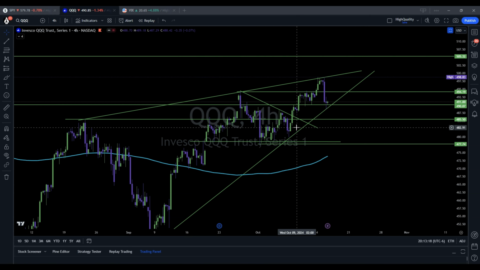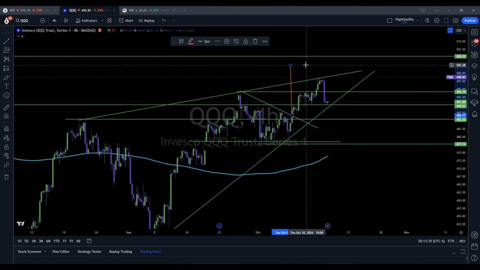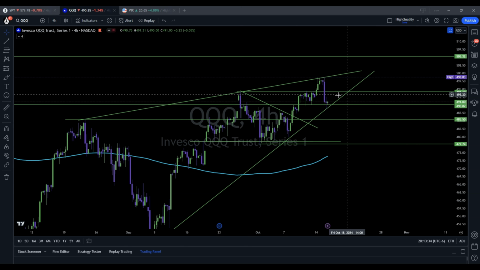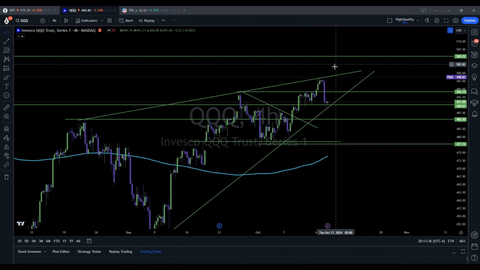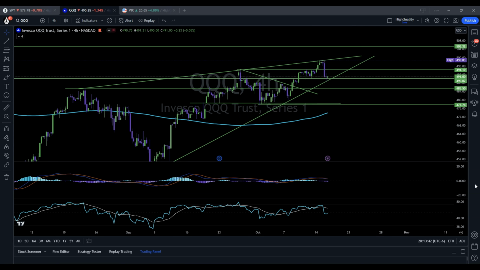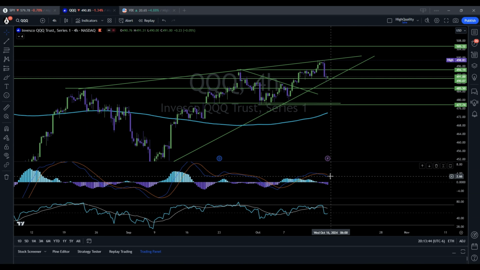Now the QQQs has not yet completed its head and shoulders pattern. So a full measured move puts us up here at 502. So it is possible that we hold support here, then we could head up towards 502. Now if we pull up the MACD, it's curled over and headed down towards the 0 line. So this could push price lower in the coming days. I would say the bulls have their work cut out for them.